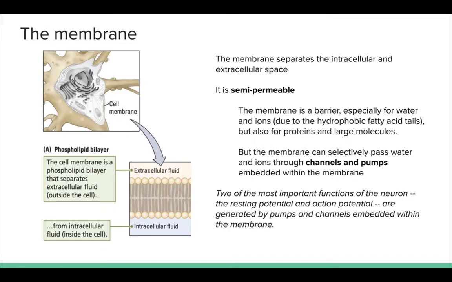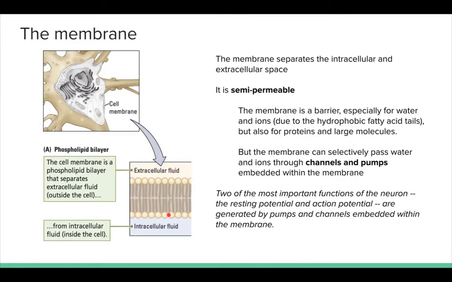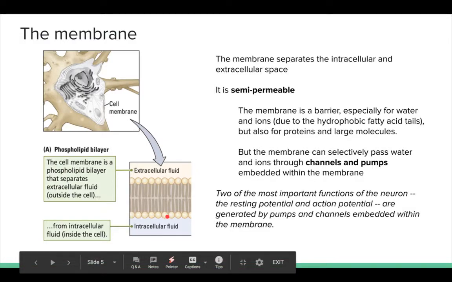Now, the important thing that the membrane does, of course, is separate the intracellular and extracellular space, but a key thing to remember about it is that it is semi-permeable. So what do we mean by that? Well, the phospholipid bilayer, and in particular the presence of these hydrophobic tails, makes it a pretty effective barrier against water, against ions, or any large molecules, or anything else that might want to pass through. So the lipid bilayer serves as a barrier for most things.